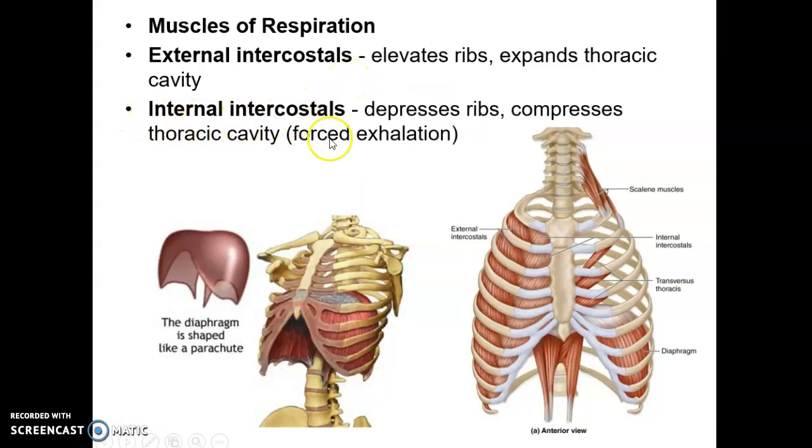The internal intercostals, that's in the lighter pink color here, and they go all the way to the sternum, and where they overlap, they are deeper than the external intercostals, and they force the ribs down, compresses the thoracic cavity with forced exhalation. Not just passive breathing, which we'll deal with later, but like if you were to forcefully blow air into a balloon, you'd be incorporating your internal intercostals.